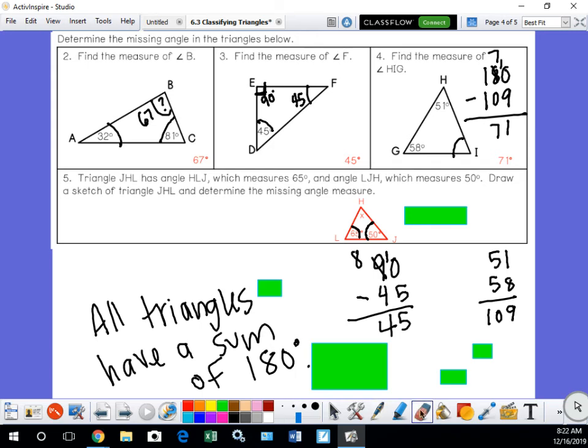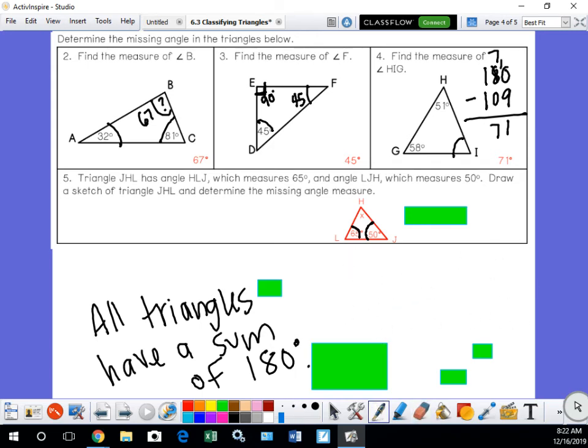So let's erase this other work here. If we have 65 already and we have 50, that gives us a total of 115. And for the whole triangle, there's going to be 180 degrees. So we're going to subtract the 115 from that to get our missing angle. So we've got 65 degrees for X.